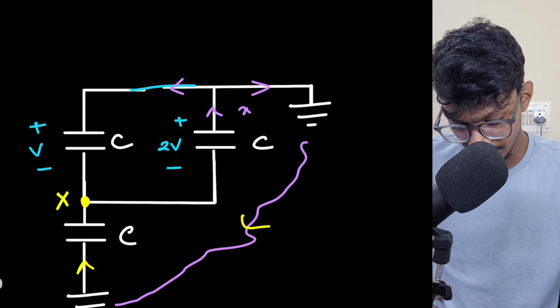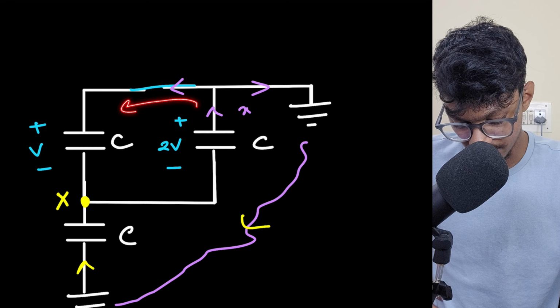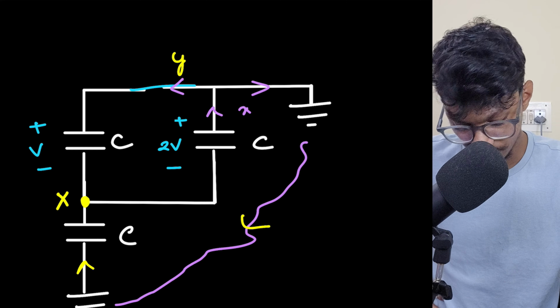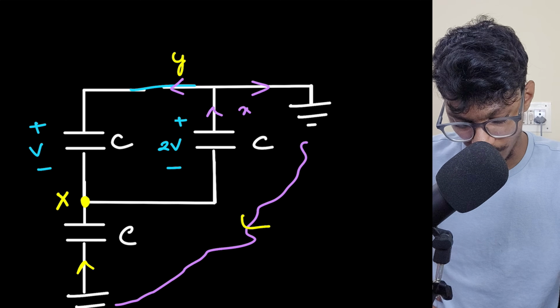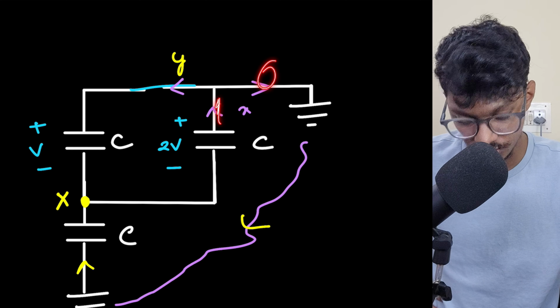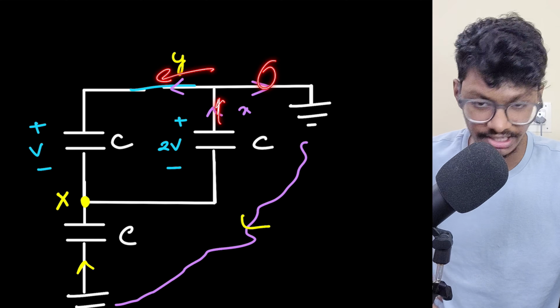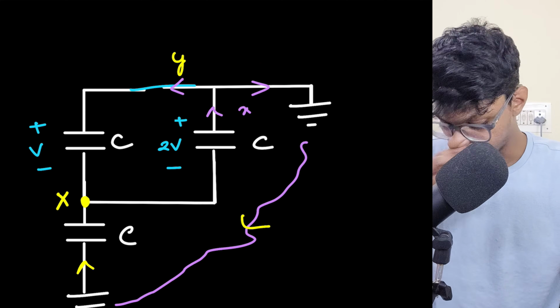So what do we mean? Let's assume that the charge on this path is Y. And on this path, what will be the charge here? If X charge is totally coming out and Y charge I have already given to the left hand side, the remaining charge will come here.